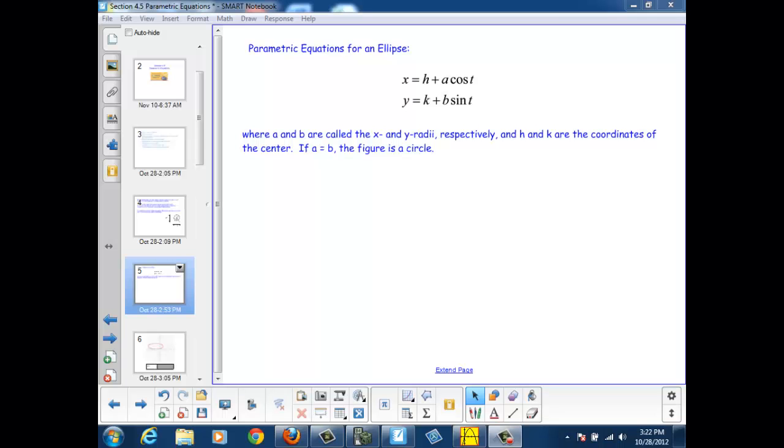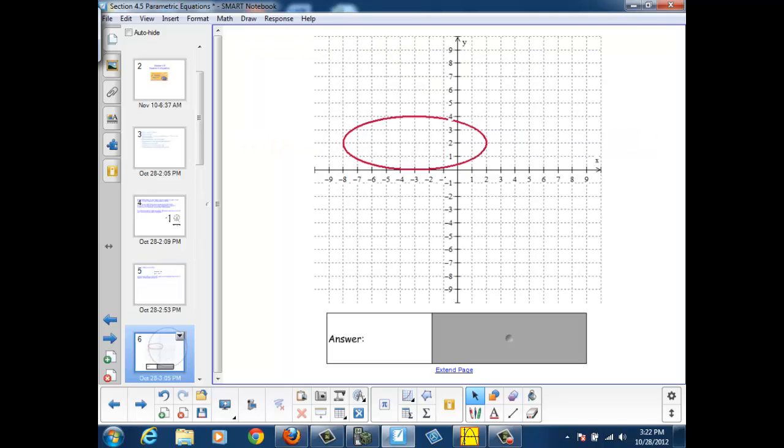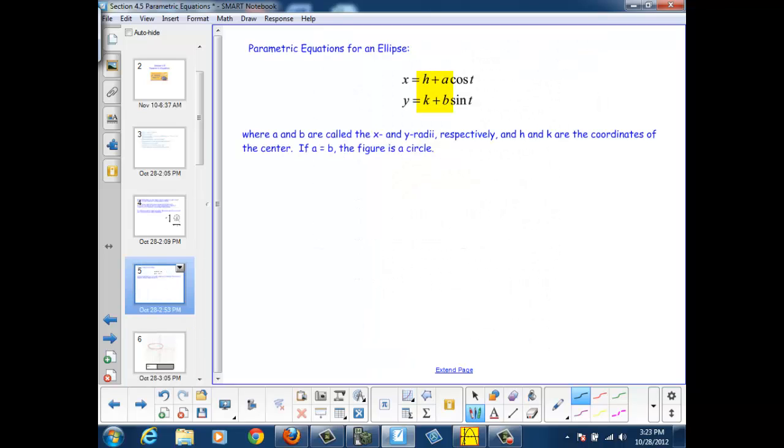Now that we have these parametric equations for an ellipse, we should be able to take a graphical image and determine the specific equations for that image. Let's look at an example. Here we have an ellipse. What we need for our equation are the values for h, k, a, and b, where h and k are the center, and a and b are the x and y radius.